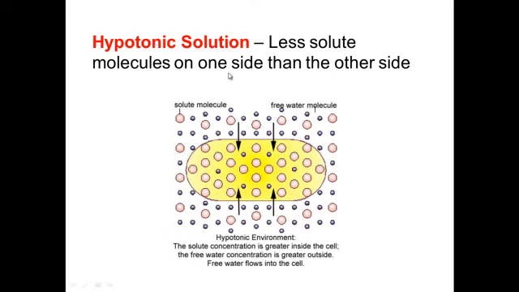Hypotonic is when you have less solute on one side than the other side. So in this case, there's a whole bunch of those circles on the inside. There's less on the outside. So this is hypotonic solution on the outside. Now, these two words you'll use in conjunction together, which means at the same time. The inside of the cell is hypertonic. The outside of the cell is hypotonic. There is less solute out here than in here.